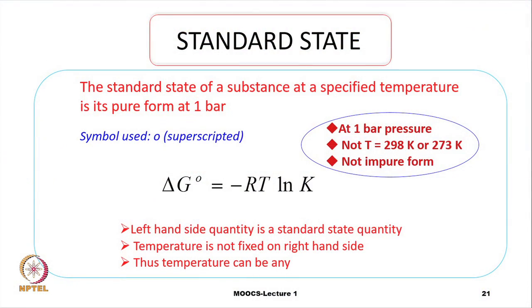I generally discuss this by taking an example of this well known equation delta G naught is equal to minus RT log K. You see, the left hand side quantity is a standard state quantity and the right hand side quantity has a temperature which is not fixed, but it is a general temperature. So, therefore, temperature cannot be fixed at 25 degrees centigrade to define the standard state. Temperature can be any.